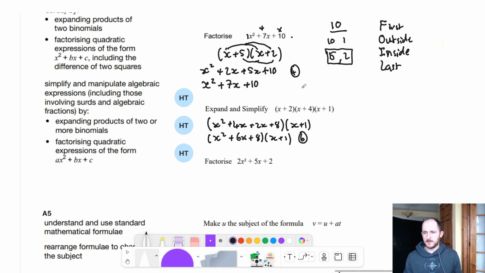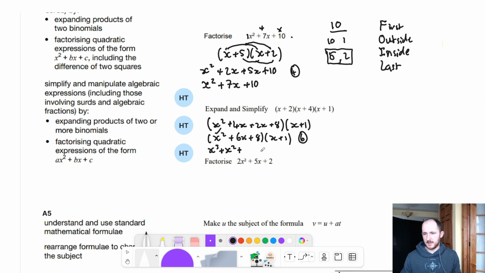So x squared times x gives me x cubed. X squared times 1 gives me x squared. Right, so I've done the first one. If you like, give yourself a little tick once you've done one of the values, and that can kind of help you keep track. So if I've ticked this off, and it makes sense because I have 2 terms here, because there's one thing here and there's 2 things in this bracket. So each of these should give me 2 terms.